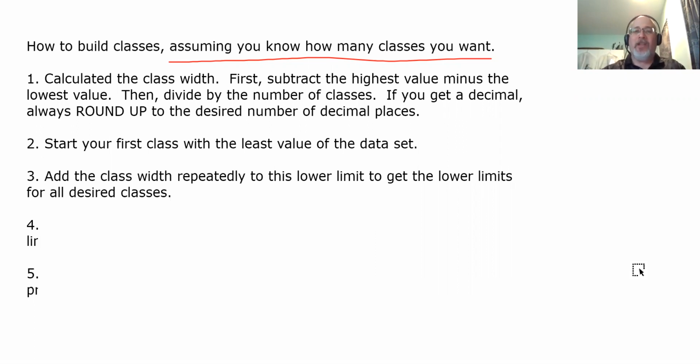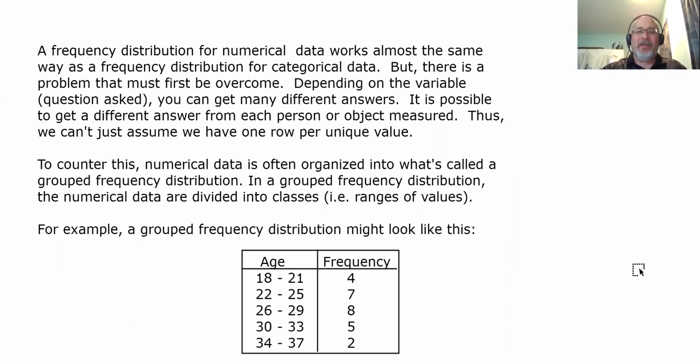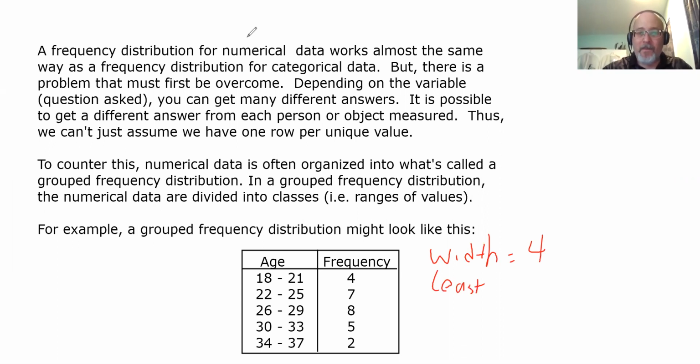In other words, when you build classes, it's going to go something like this. Let's go back to the first one, and let's pretend that these classes weren't built yet. Let's say that for whatever reason, we came up with the class width of 4. We did the math. We subtracted highest minus lowest, and we divided by 5 since there are 5 classes, and we rounded up and we got 4. And let's say that the least value in our data set was 18.